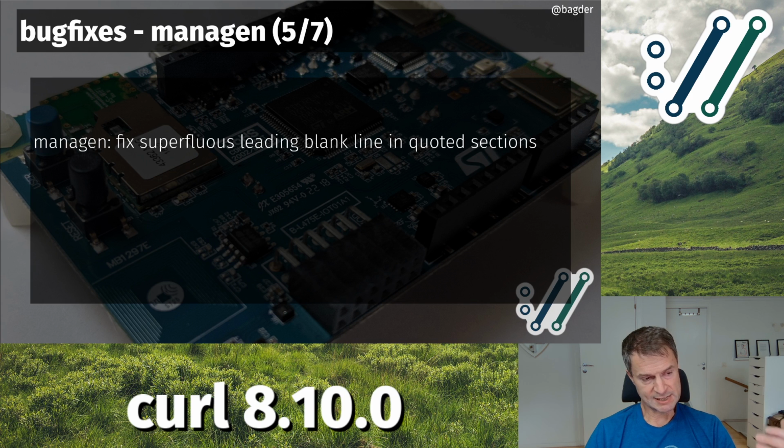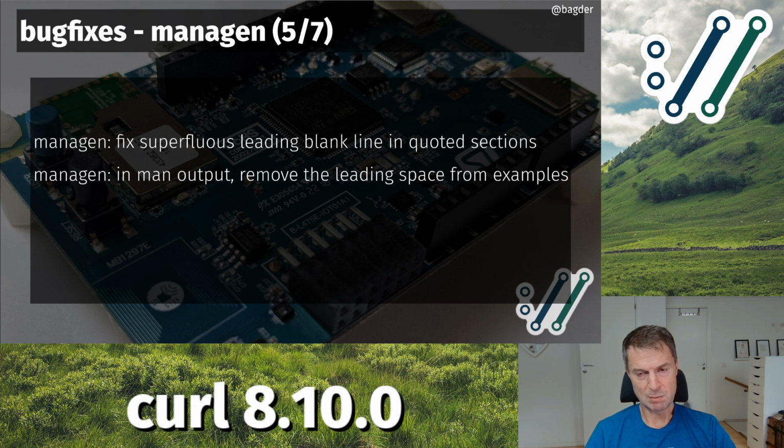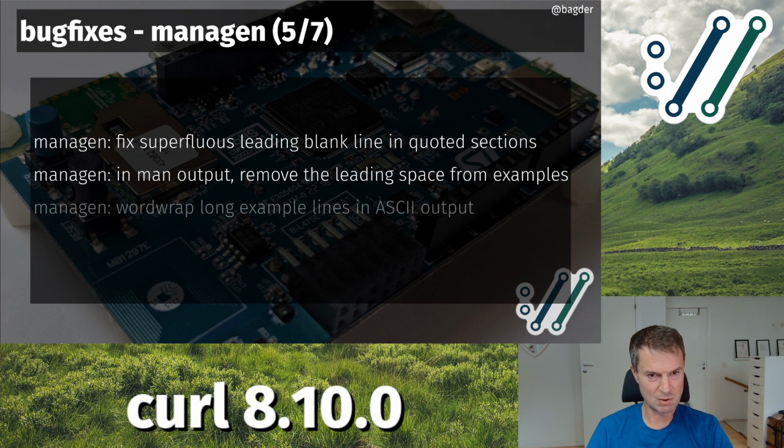And since this cycle, I actually polished the web version that displays the man page, and I noticed a few quirks in the output that I fixed in the script. So now, for example, it removes a superfluous leading blank line in quoted sections, which appears as examples and everything on the web page. I also made sure that we removed the leading space from examples, which also improved the web version mostly, because I also changed the background on the example section, so that's why they became apparent to me suddenly.